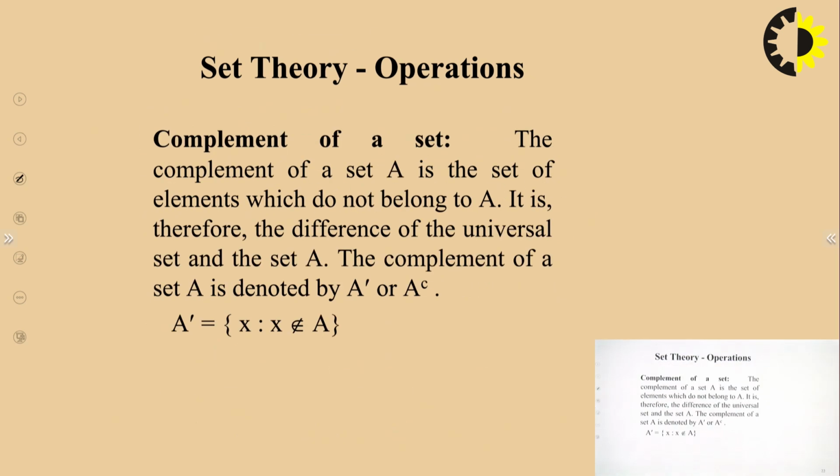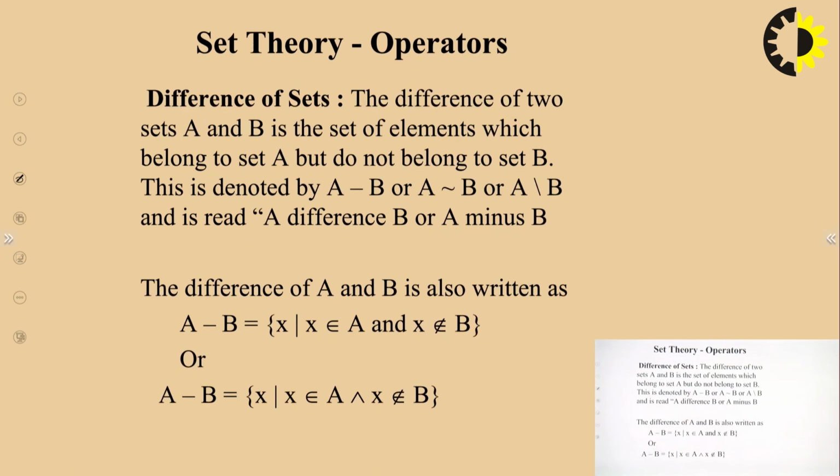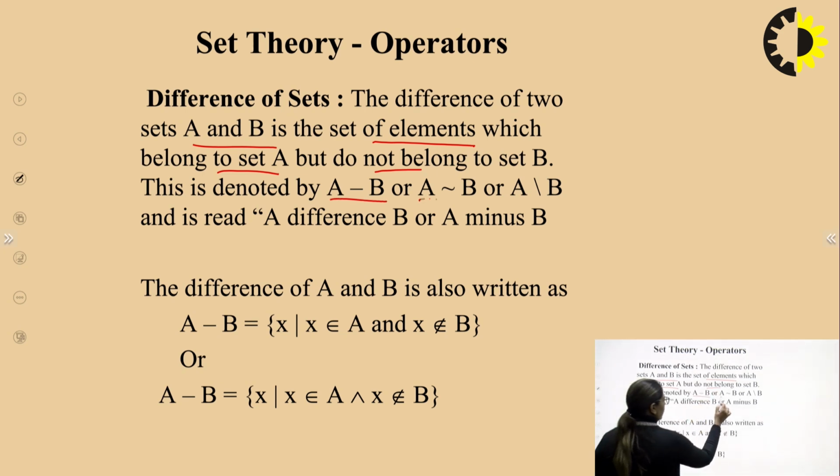Difference of the set. The difference of the two sets A and B is a set of elements which belong to set A but do not belong to set B. This is denoted by A minus B, or A with a curly dash B, or A slash B, and is read as A's difference B or A minus B. The difference of the sets A and B is also written as A minus B. That means X belongs to A and X doesn't belong to B.